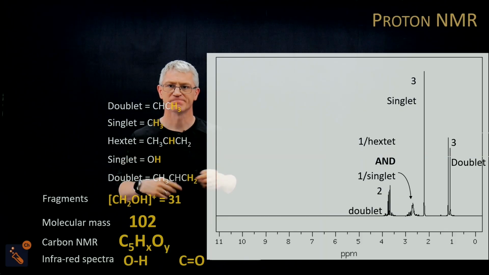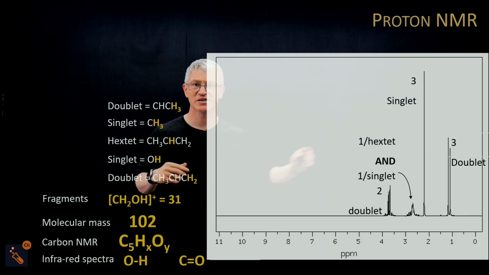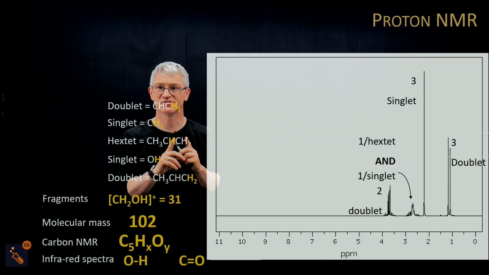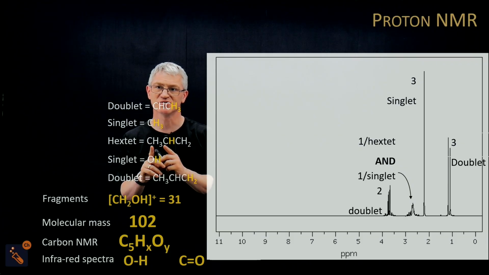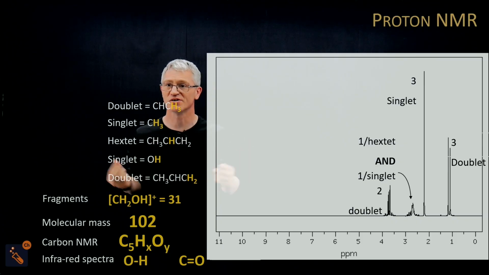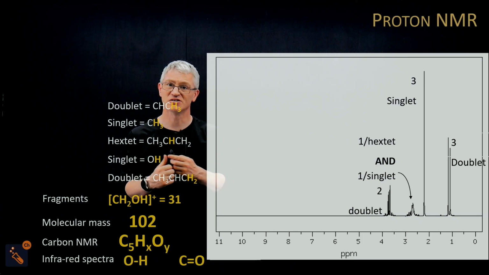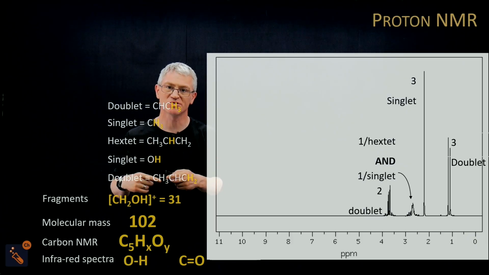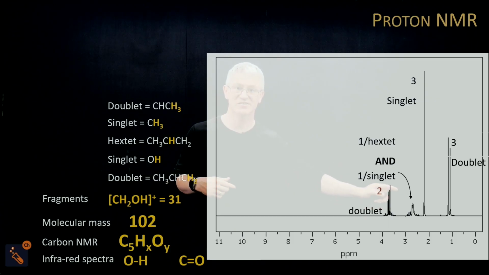Hextet is the next one, and we can see it up here, and it's a 1, so it makes sense that it was next to a CH2 and next to a CH3, because 3 plus 2 is 5, 5 plus 1 is 6. So we have got 6 in terms of a hextet. Now, go to the next one. Another singlet is underneath there, and it's a 1.